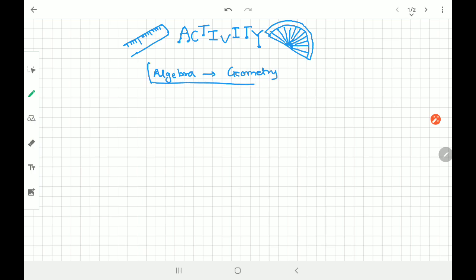So let us understand whether these two things are different or the same. Let me tell you, these two are interrelated and they are in fact the same thing. Okay, so let us understand a small relation between algebra and geometry.